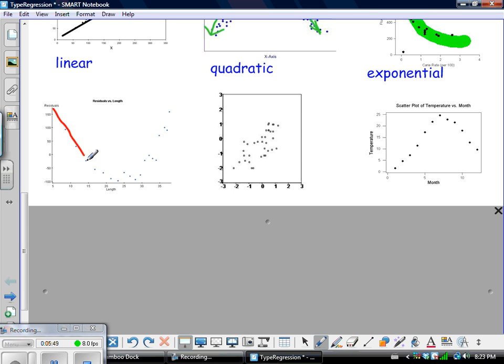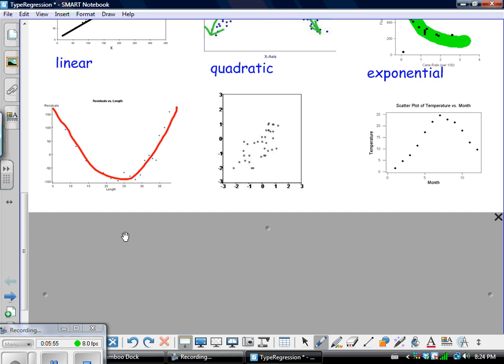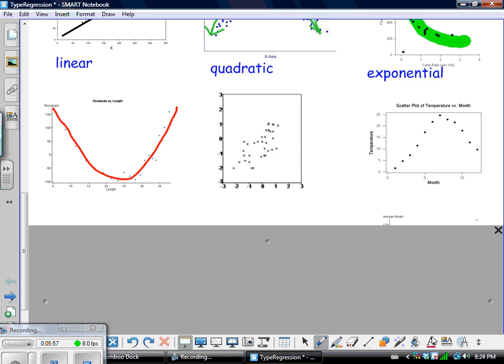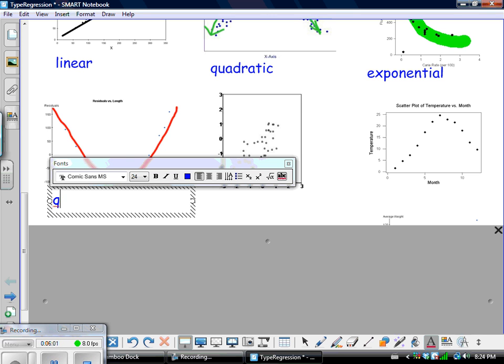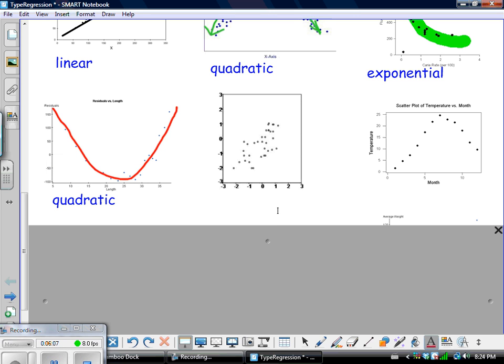So it looks like it's coming down, but then what happens is it goes back up again. So the only model that I know that will do that is, you guessed it, a parabola. So it's going to be a quadratic regression that I'm going to use for that one. If I look at the next one, this one is another tricky one.